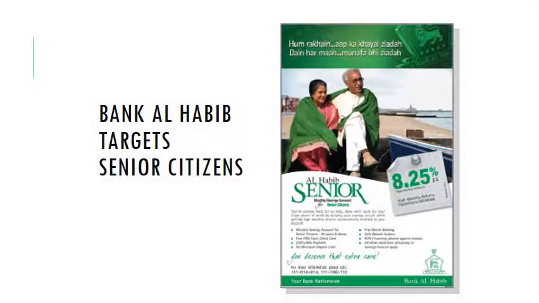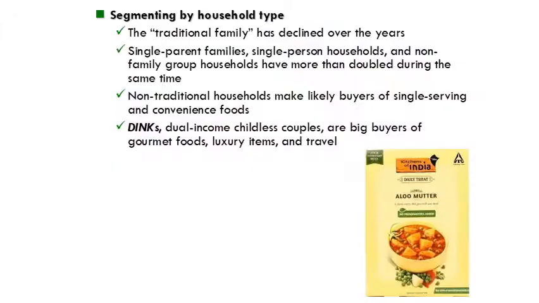This is Bank Al Habib, based in Pakistan, again targeting senior citizens. Segmenting by household types: the traditional family has declined over the years, especially in our country. Single parent families, single person households, and non-family group households have more than doubled during the same time. And mainly now we have double income, no kids, that is the DINKs. You call it in short form DINKs, double income, no kids.